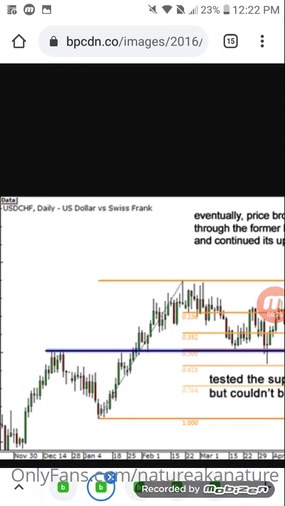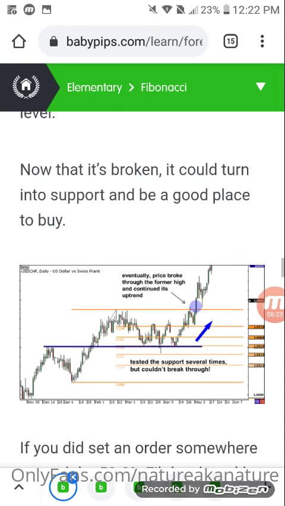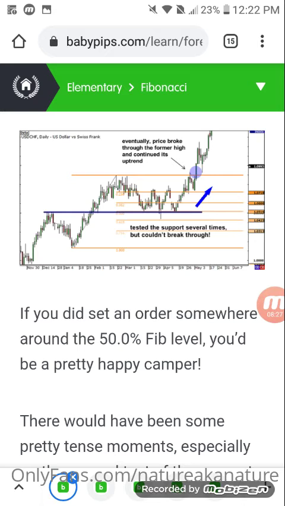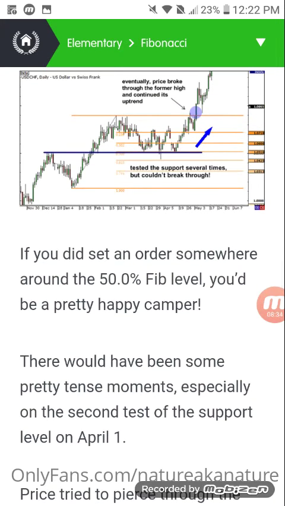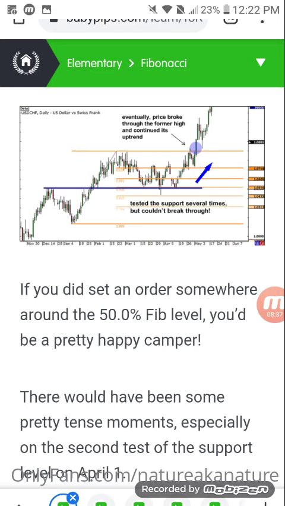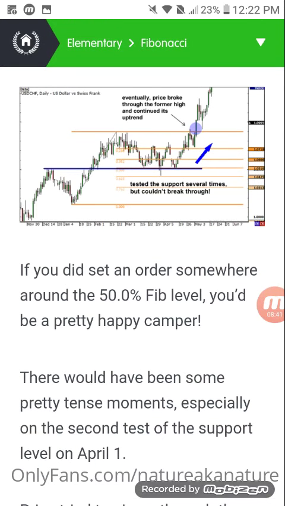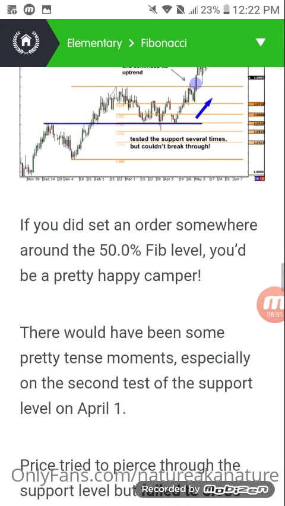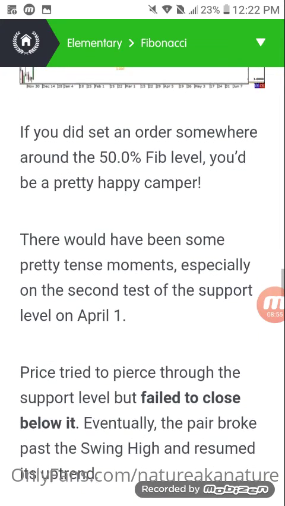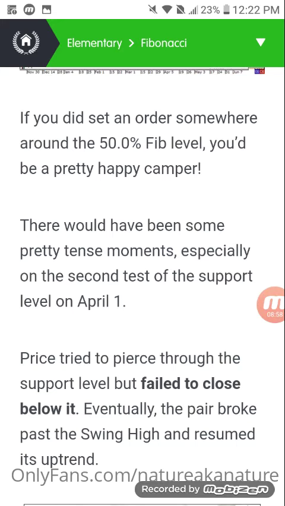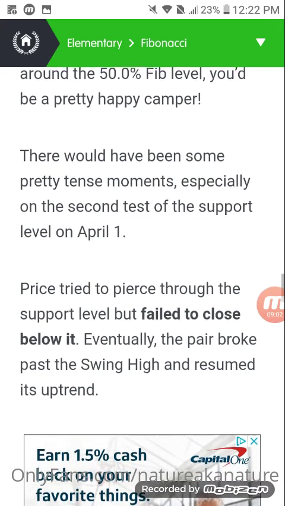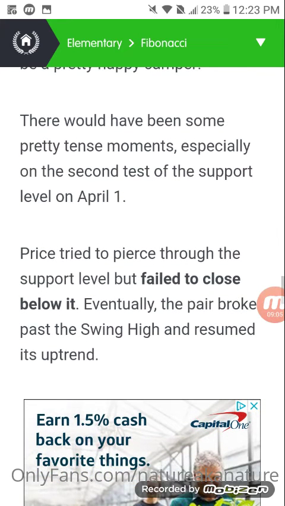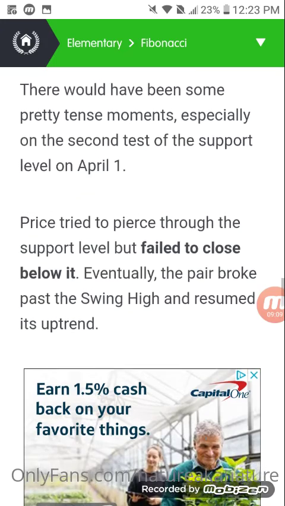This is for USD versus Franc. If you did set an order somewhere around the 50 fib level, you would have been a pretty happy trader. There would have been some pretty tense moments, especially on the second test of the support level on April 1st. Price will not only test that support level once, but it will test the Fibonacci 50 retracement level not once but twice, 3 times maybe, before price decides to break. Price tried to pierce through the support level the third time, but failed to close below it. Eventually the pair broke past the swing high and resumed the uptrend.